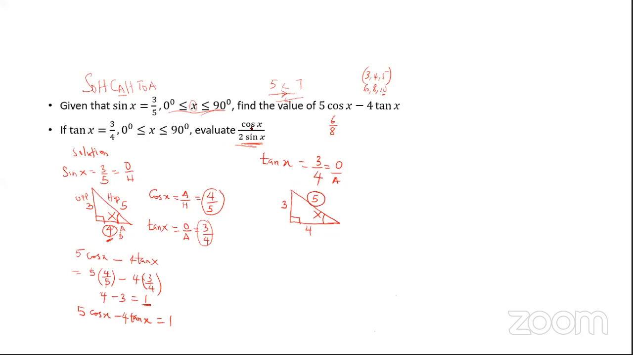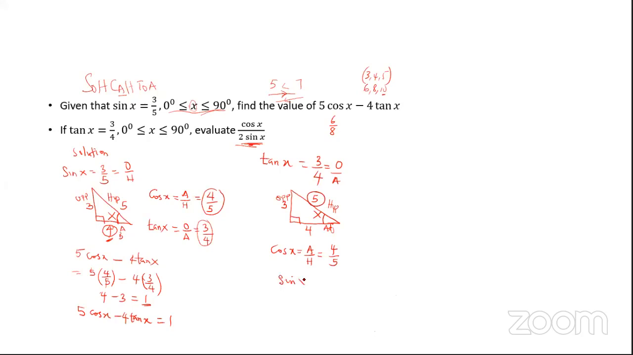So we need the value of cos and the value of sine from the question asked. So how do we get our sine, our cos? Cos x, from the mnemonics, is adjacent over hypotenuse. So what is our adjacent? If you label it, this is the hypotenuse. The one that is opposite to x is called opposite, and the other one is called adjacent. So A is 4, and H is 5.